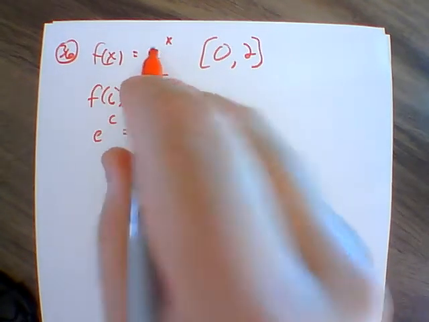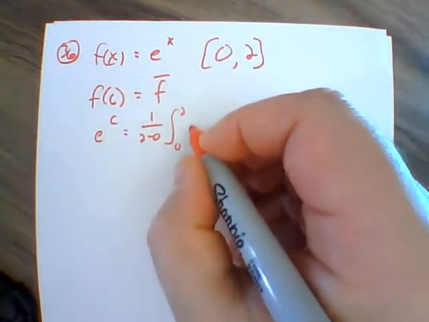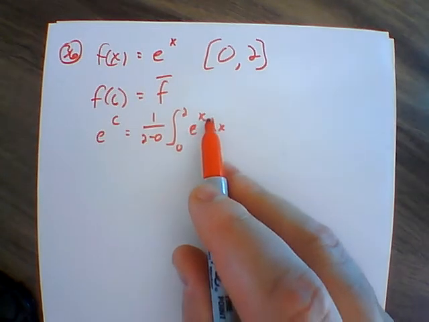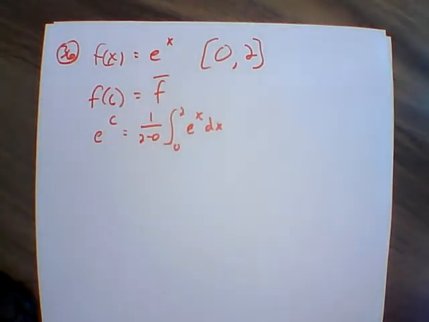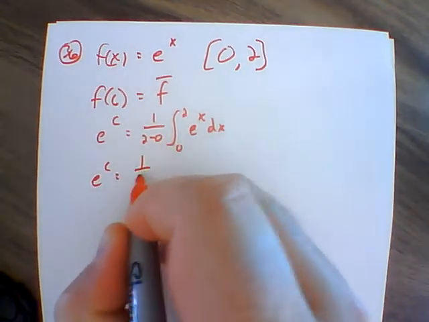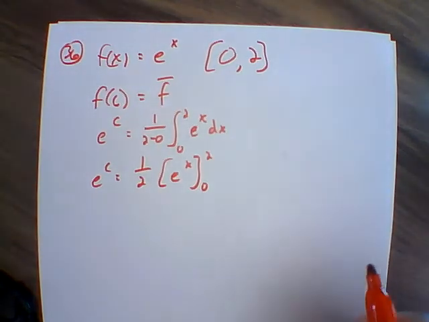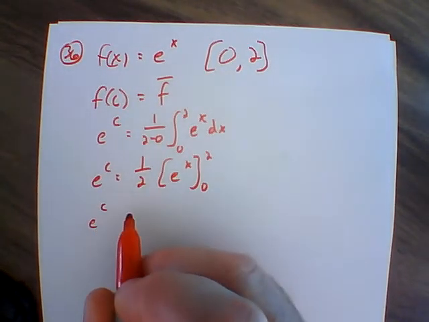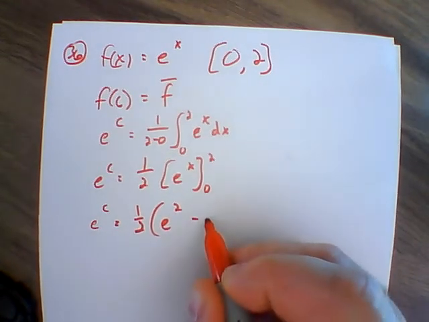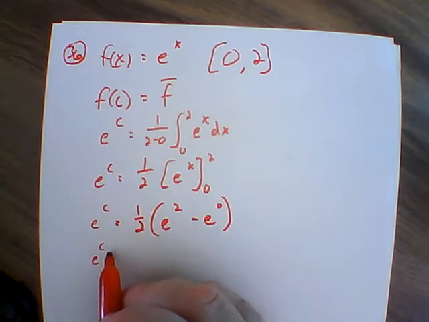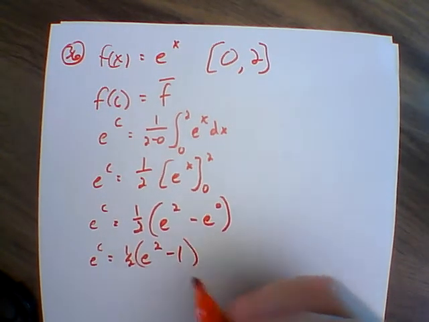So the average value of the function overall is going to be 1 over the upper bound minus the lower bound, times the integral from the lower bound to the upper bound of my overall function. Now, please remember I'm using x in here, and I said I need to solve for c, but because of the definite integral, when we substitute in, that x is going to be gone. So we have e to the c equals 1/2. The integral of e to the x is e to the x. So we have e to the x evaluated from 0 to 2. So now e to the c equals 1/2 times, putting this in, e squared minus e to the 0. So e to the c equals 1/2 times e squared minus 1.